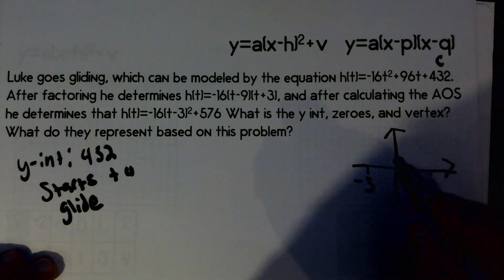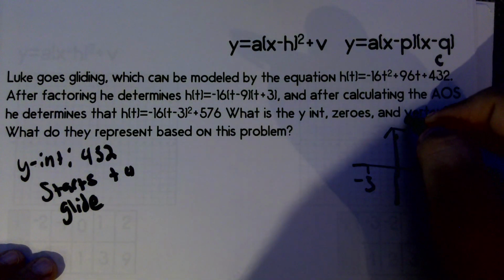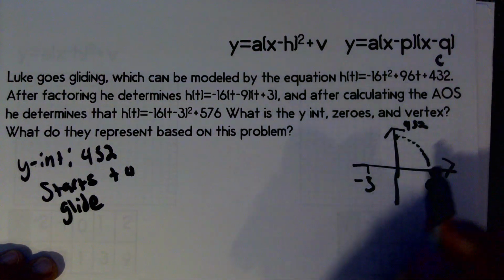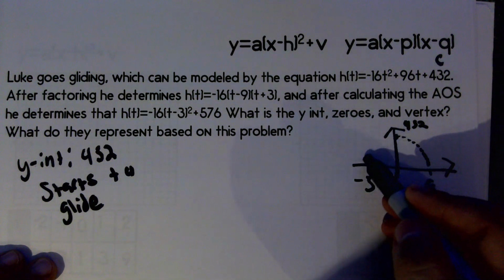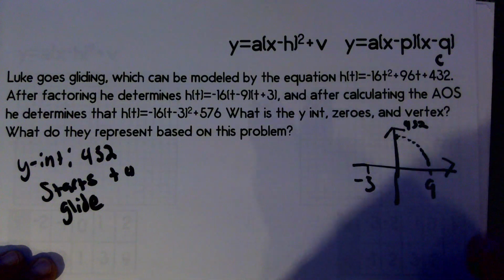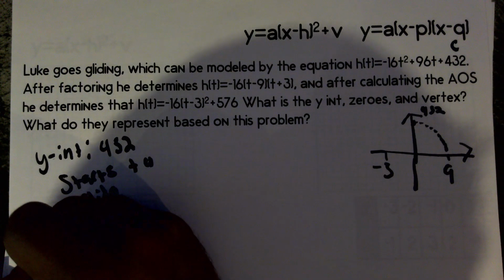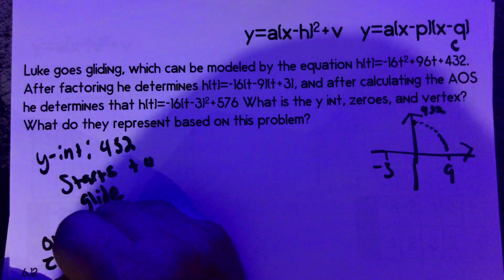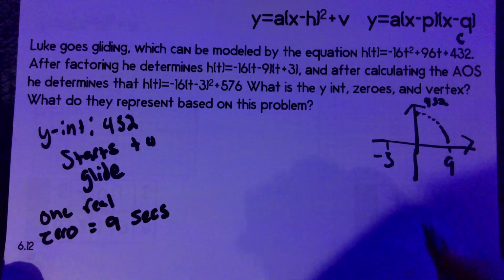And since this is a sad face, it actually starts here at 432. And he goes down. He never actually starts here. This would be like minus 3 seconds in the past. The quadratic actually didn't go over this way. It's just we're using this part of the quadratic. So 9 seconds. Okay, so let's write that. 1 real zero, 9 seconds, and this is where he hits the ground.